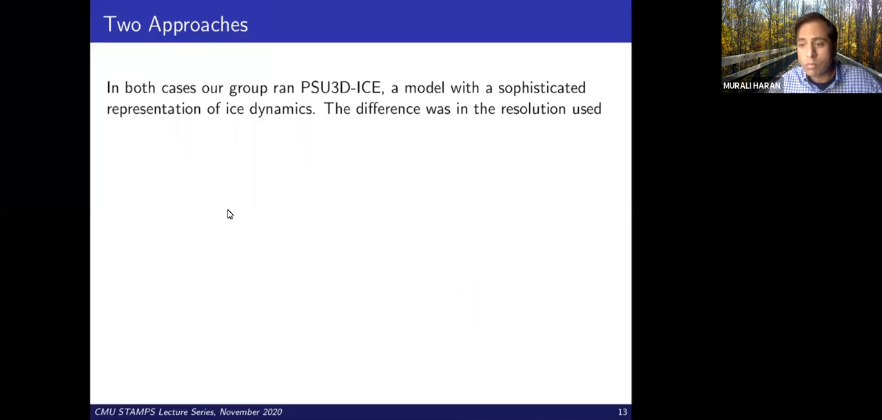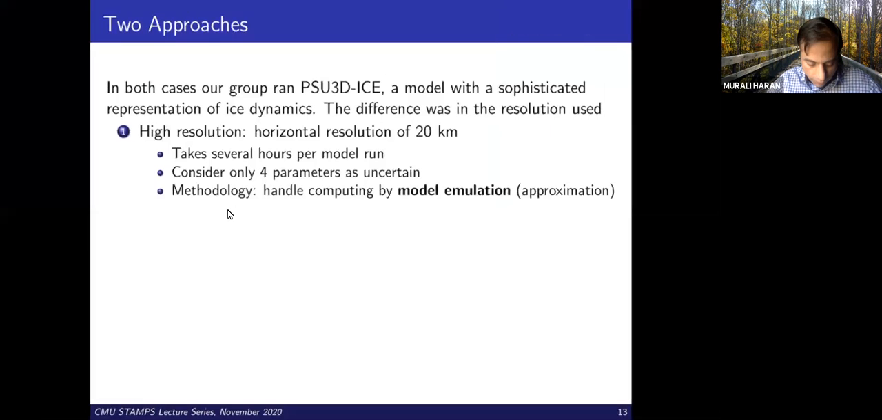So, having set that stage for thinking about model complexity, here are two approaches that our group worked on. In both cases, we ran the same model, so it's got a fairly sophisticated representation of ice dynamics. The only thing that we did differently was that in one case the resolution used was much higher than in the other case. Okay, so here's the one approach, which is to use a high horizontal resolution of 20 kilometers, and this takes several hours per model run.